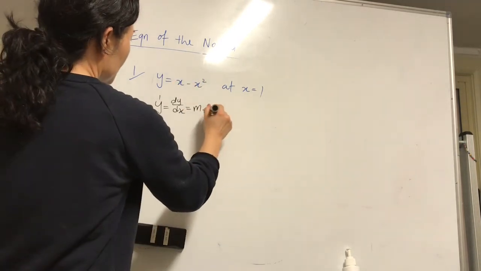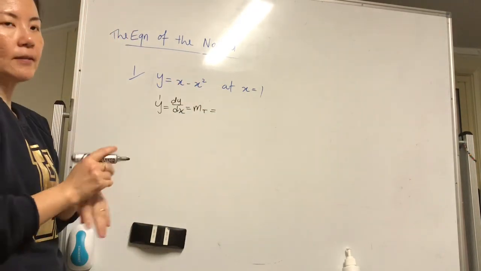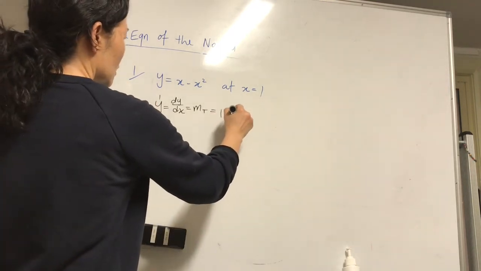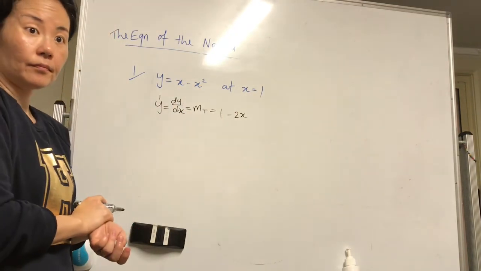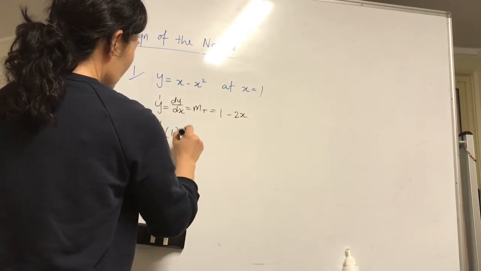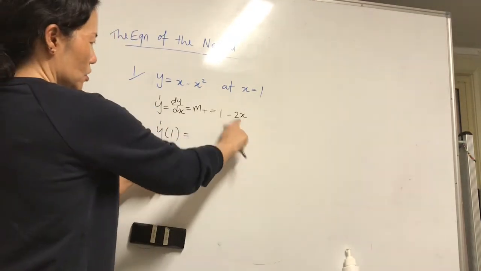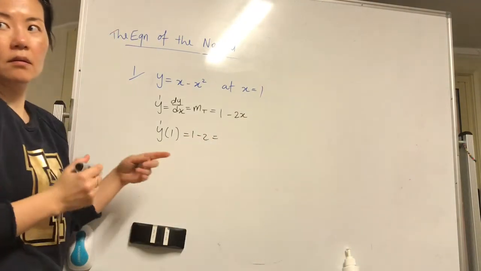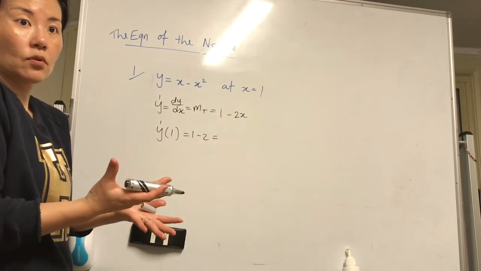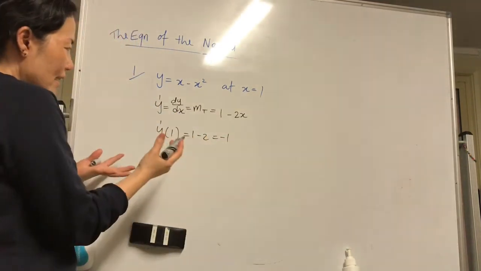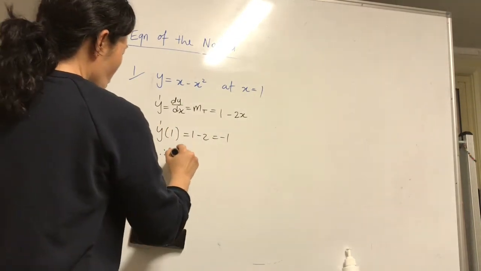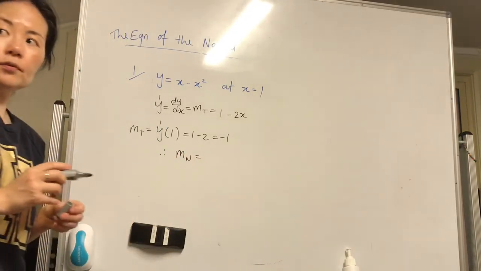So what's the derivative of x minus x squared? 1 minus 2x. Yes? And then you put x in there. X equals 1, right? So you put 1 in there, what do you get? 1 minus 2, which is -1. So your gradient for the tangent is -1. Therefore, what is your gradient of the normal?